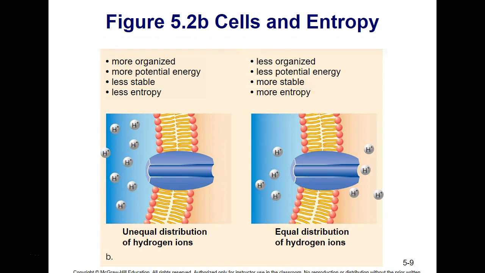However, when the hydrogen ions start moving and you have an equal distribution on both sides, you have 4 on your right side and 4 on your left side, it's going to be a little bit less organized. There's going to be less potential energy. This one is going to be more stable because you have an equal distribution of hydrogen ions, and of course you're going to have more entropy.